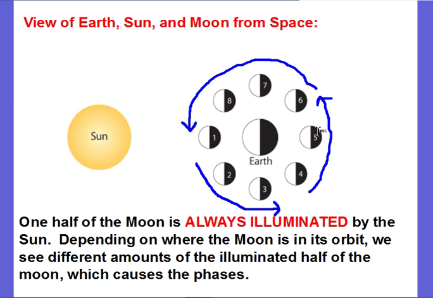Over here, all of the illuminated half of the moon is facing the Earth. So that's when we see a full moon. Okay? Anywhere in between new moon and full moon, we're seeing some part of the lighted half. Okay? And that's what causes the phases of the moon.